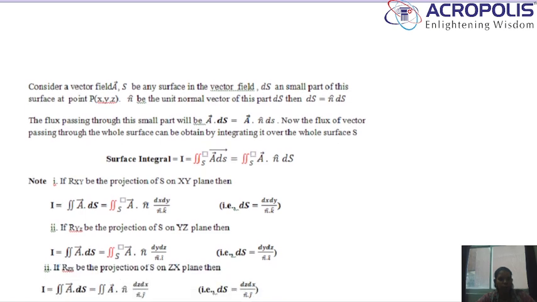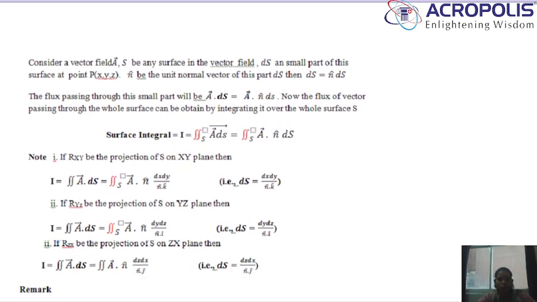Now consider a vector field A and S be any surface in the vector field. ds denotes a small part of this surface at point P(x, y, z), and n cap is the unit normal vector of this part ds. Then vector ds is written as n cap ds. Here the flux passing through this small part will be A dot ds, or equal to A dot n cap ds, because here we study surface integral in the vector field. So this is the vector notation n cap.